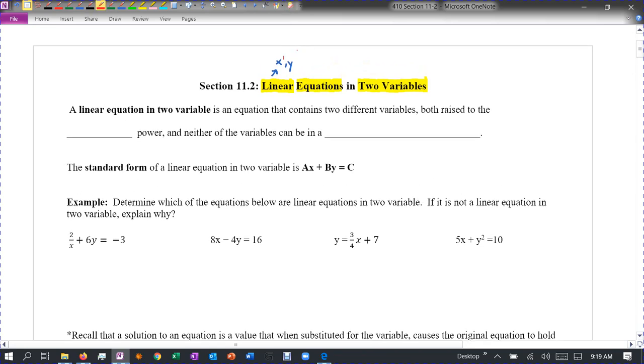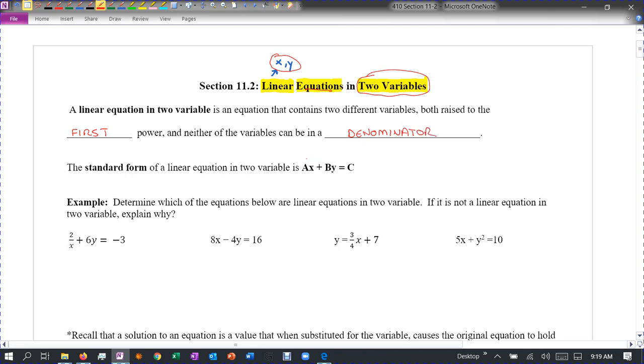So as long as we have two variables, we have an equation and our variables are both raised to the first power, we are going to be dealing with a linear equation in two variables. So that's what it says here. Linear equation, two variables. An equation contains two different variables, both raised to the first power, and neither of the variables can be in a denominator or something like that. Okay, so we can't have any fractions.